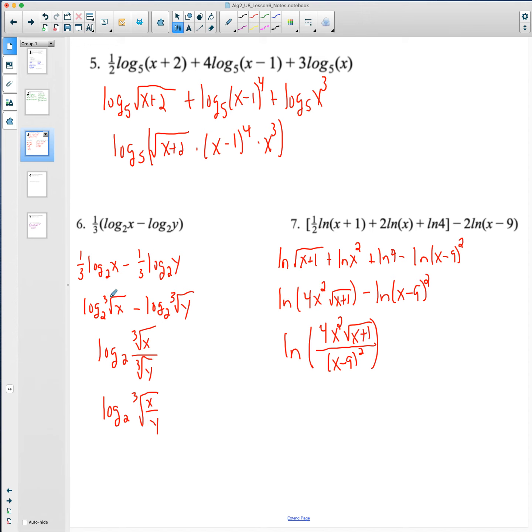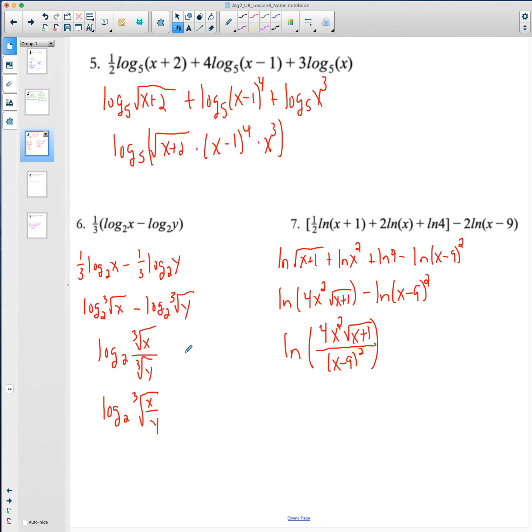Now remember, 1/3 is the cube root, so when I move that in, that's the cube root of x, and when I move that in, that's the cube root of y. Now notice, now we have a subtraction, so now we're in the quotient rule, which means I'd have log base 2 of the cube root of x divided by the cube root of y.